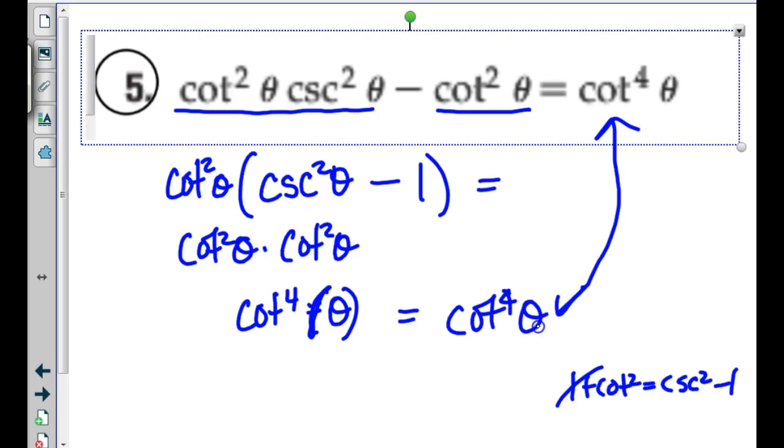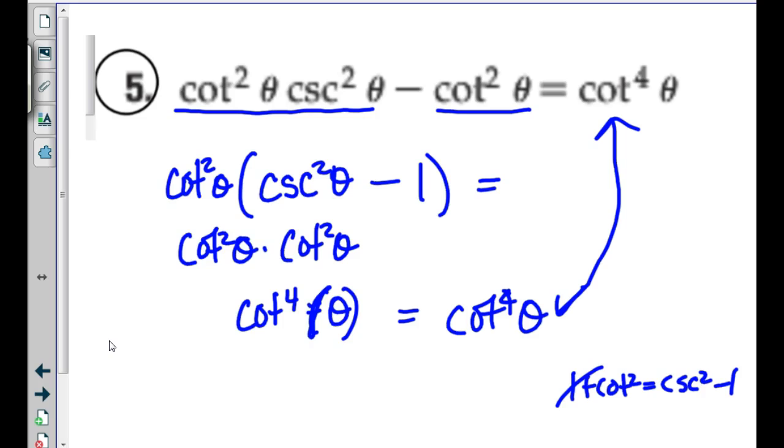That's a shortcut. Could have done it with sines and cosines. It's kind of miserable. All right, what else?